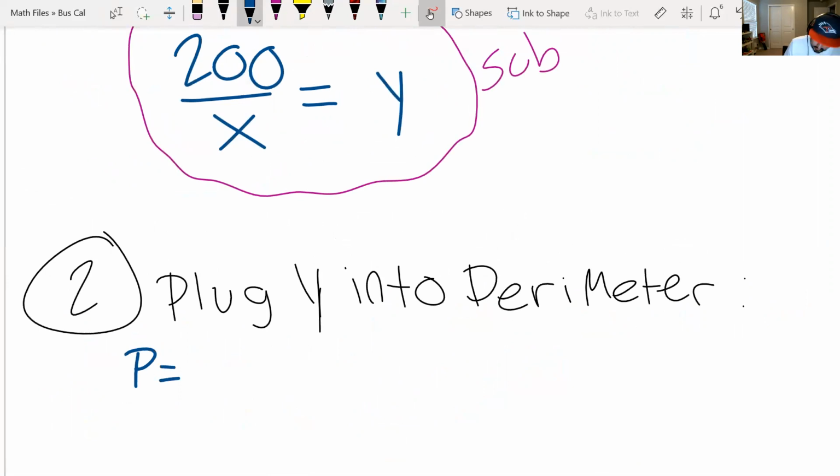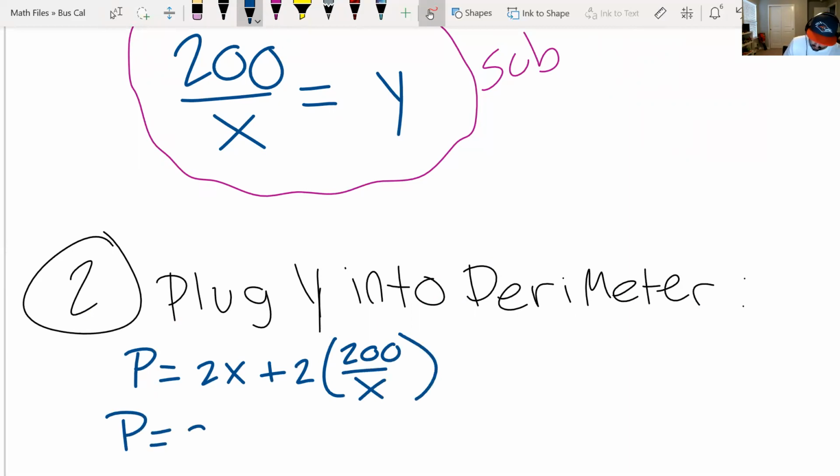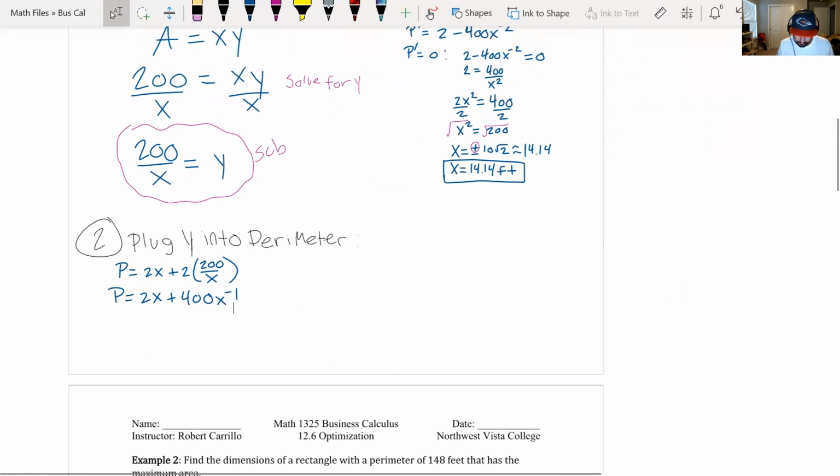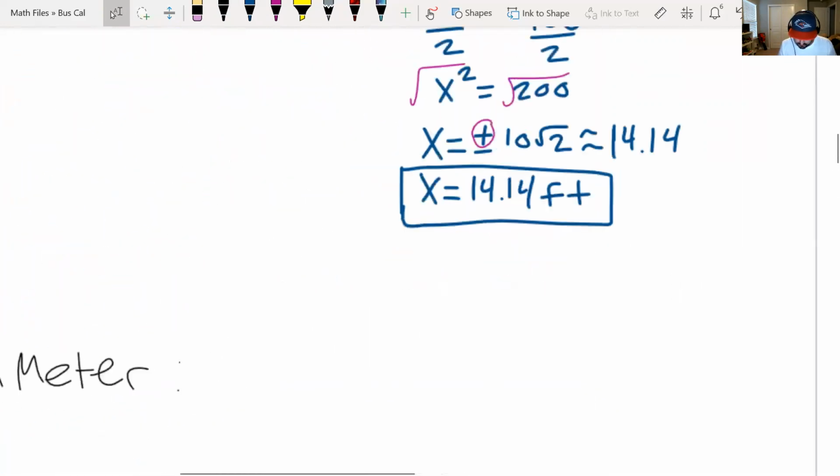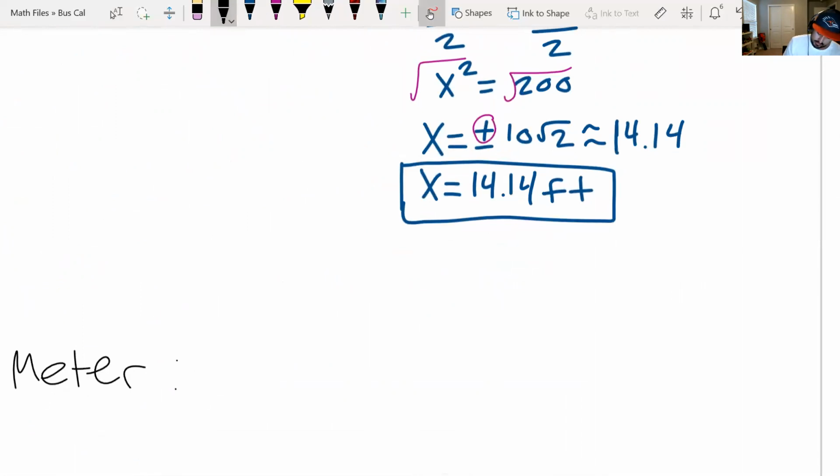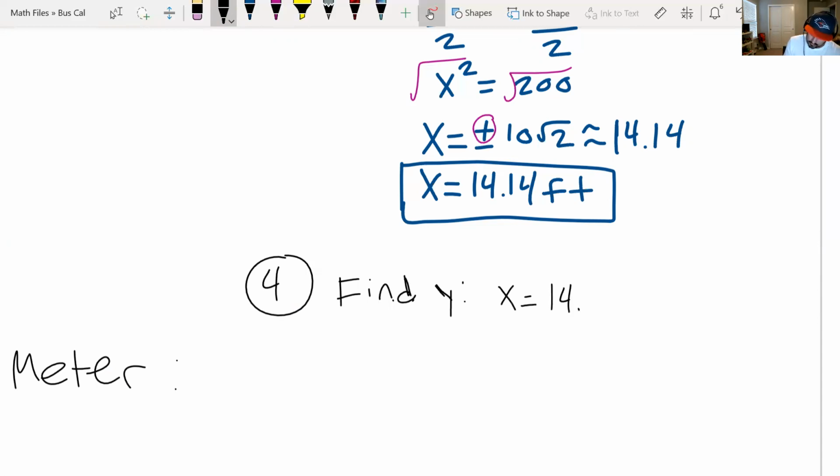So P equals 2x plus 2 times 200 over x, which gave you P equals 2x plus 400x to the negative 1. Hey, look at that. Saved on room. Now we can go to step 3, which I can fit right here. It's not step 3, step 4. Step 4, find y when x is 14.14.